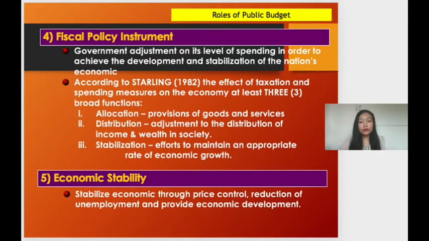And the fifth one, economic stability, to stabilize the economy through price control, reduction of unemployment, and providing economic development.